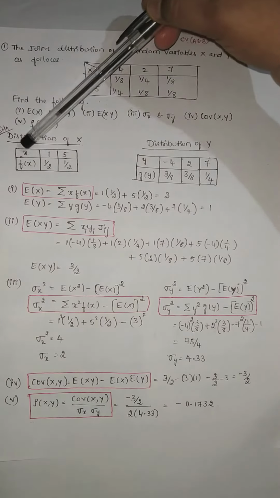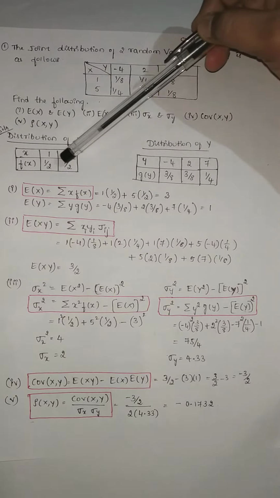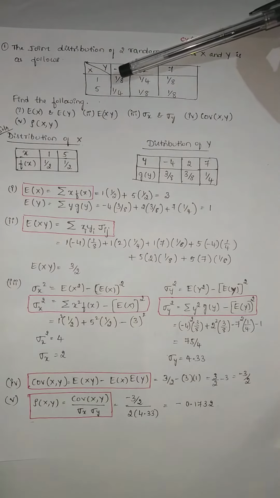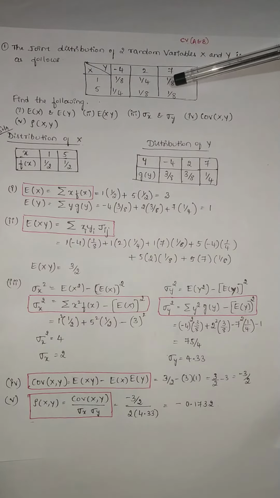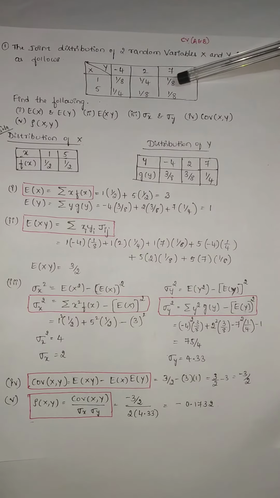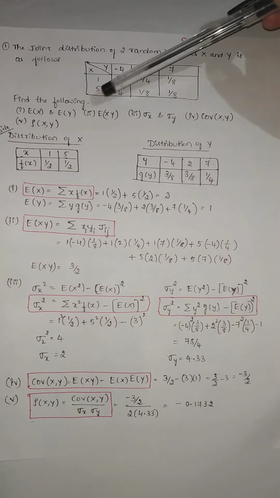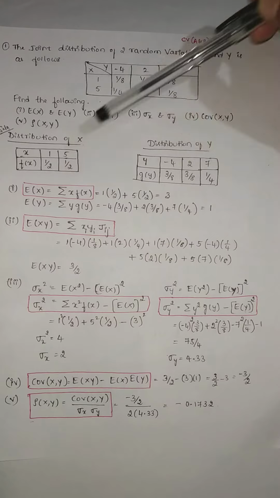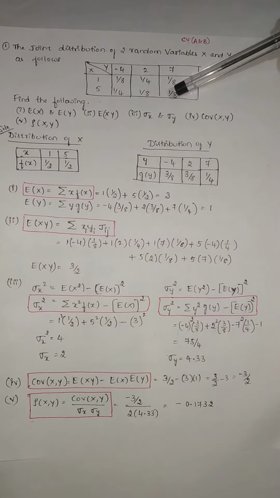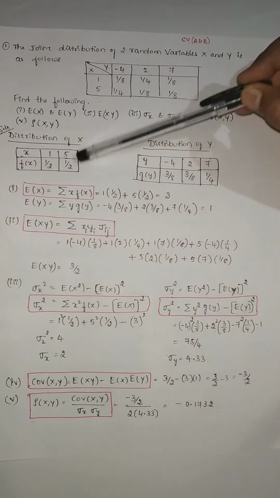To write the distribution of x in the table, in the first row you write the x values, which are 1, 5. In the second row you write f of x, which is calculated by adding the first row elements, that is 1/8 plus 1/4 plus 1/8. If you add the first row elements, you will get 1/2. The next element is written by adding the elements of the second row, that is 1/4 plus 1/8 plus 1/8. The answer will be 1/2. This gives you the distribution of x.